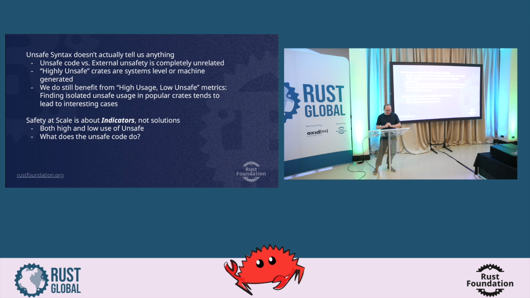But when looking at all of this data, I could say that highly unsafe crates, like you saw on the top, are the Windows crate, systems level libraries, machine level libraries. These are places that I expect unsafe. So the metric isn't really that useful when I'm trying to figure out where the vulnerabilities within the ecosystem are.